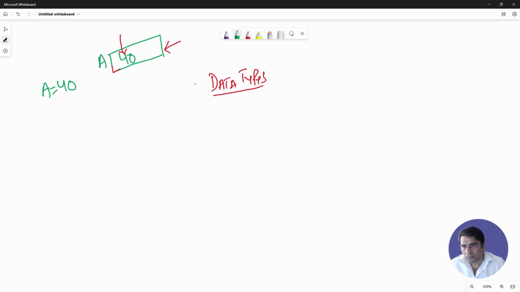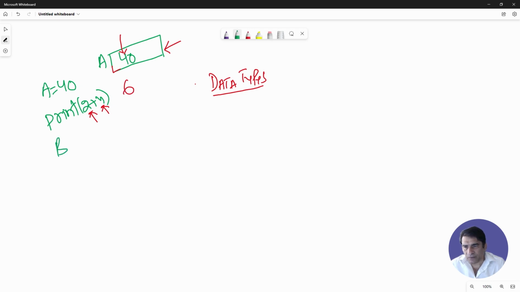Okay, let's write another instruction: print 2 plus 4. The computer will add this 2 with 4. So this 2 is the data and 4 is the data. It will add them and display the result on the screen.